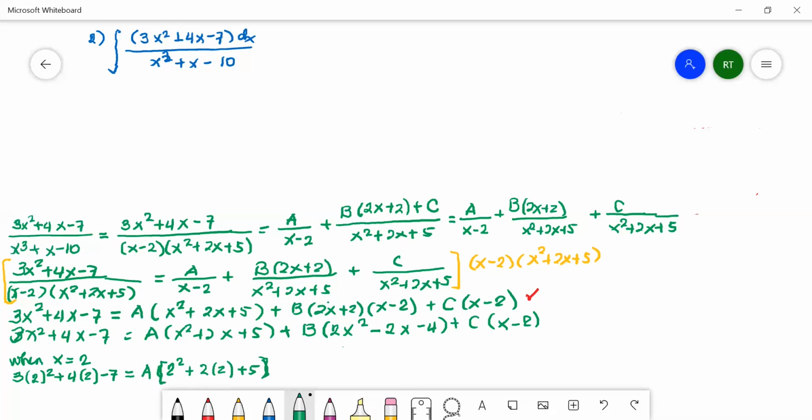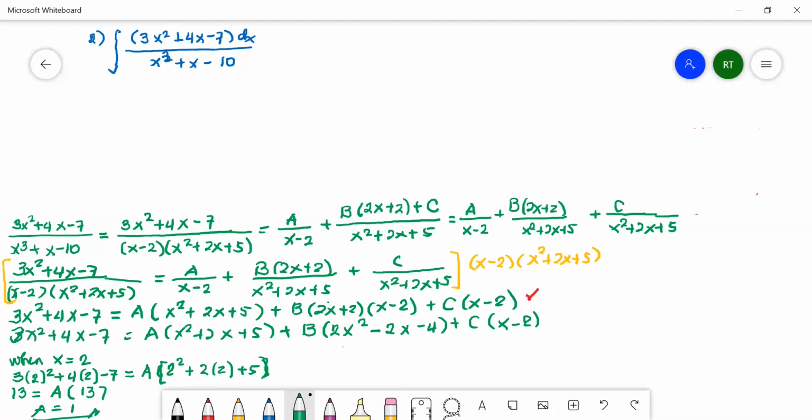So let us just simplify this. 2 squared, of course, is 4. 4 times 3 is 12 plus 8, 20. 20 minus 7 is 13 equals a times, well, 2 squared is 4, 2 times 2 is 4, so 8 plus 5 is 13. Therefore, if we solve for a, then a is equal to 1. So we have the value for a, which is equal to 1.